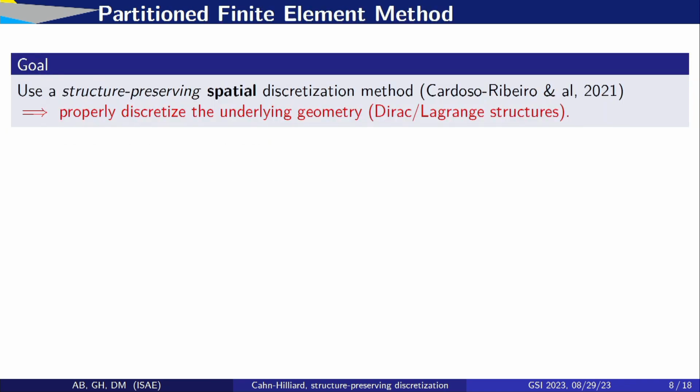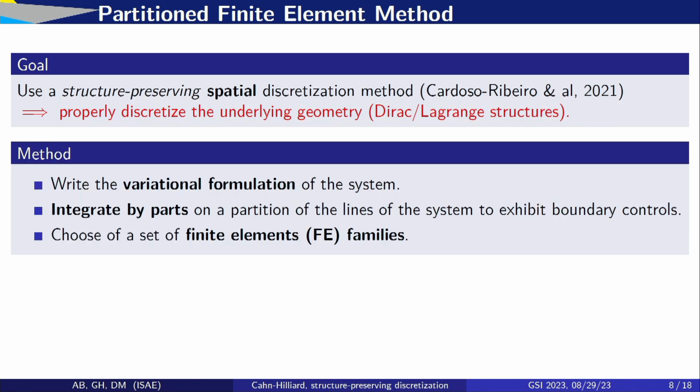Okay, to do so, we are going to use the finite element method, which will go in three main parts. The first one is basically to write the variational formulation of the system, then to integrate by parts our system, to exhibit the controls and the skew-symmetric property of our structure matrix, and finally choose a set of finite element families to do the simulations.